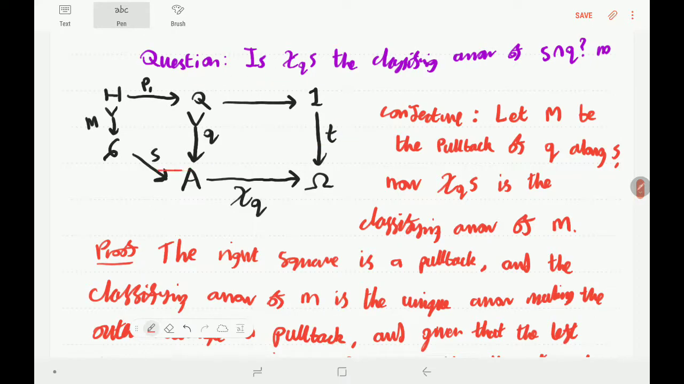Here's the lemma. It's a general thing that when we have that chi Q is the classifying arrow of this monic Q, we then have that the pullback of that Q along another arrow S, which we could also call S to the minus 1 of Q, a kind of inverse image, is going to be the monic classified by chi Q after S.